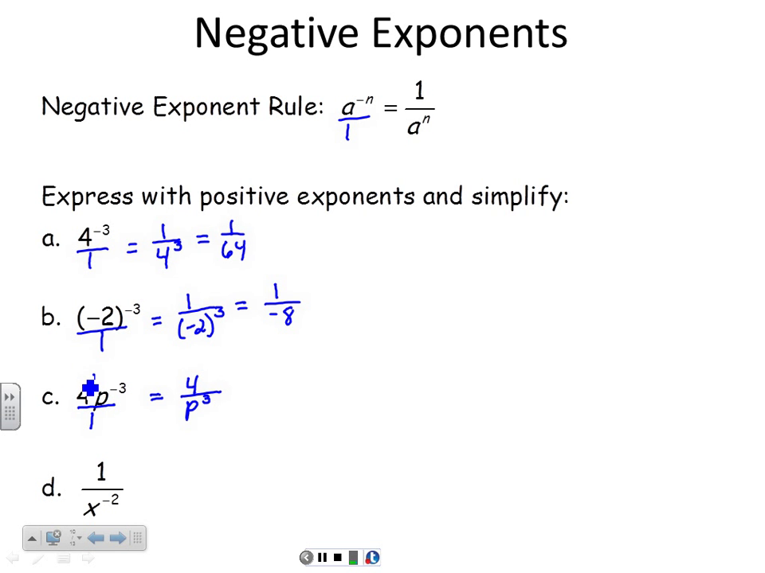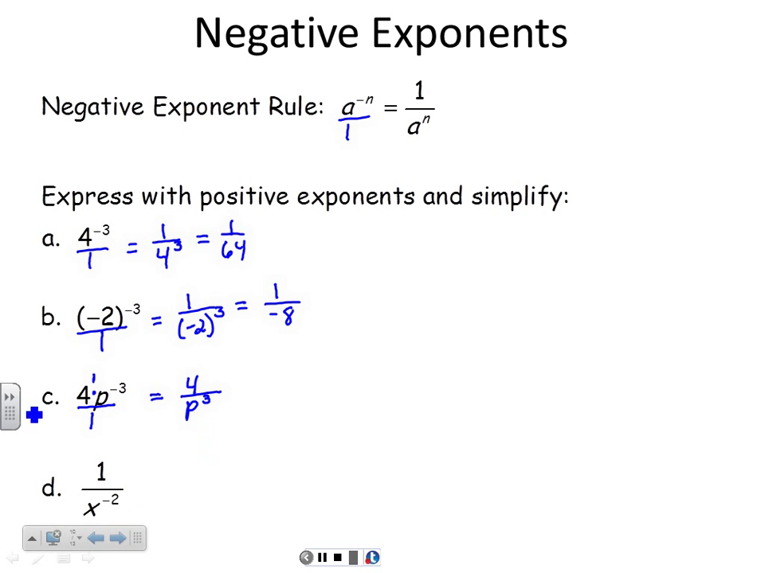So do you see that? The 4, since it has a positive exponent, stays on top. But since the p has a negative exponent, it's going to be pushed to the bottom. So an easy way to remember this is this. If you have a negative exponent on top, push it to the bottom and make it positive. Look at D. If you have a negative exponent on bottom, push it to the top and make it positive.